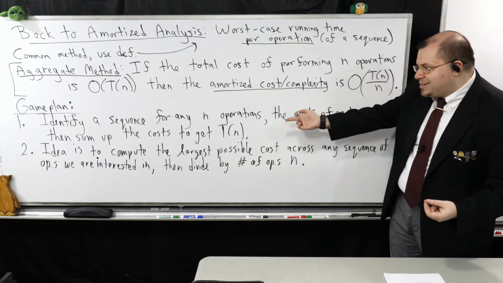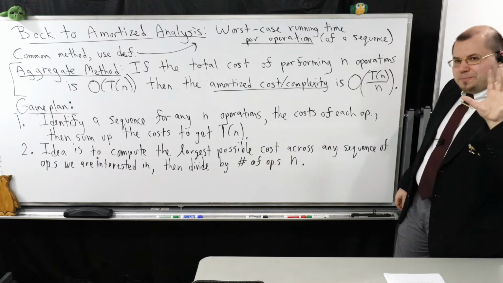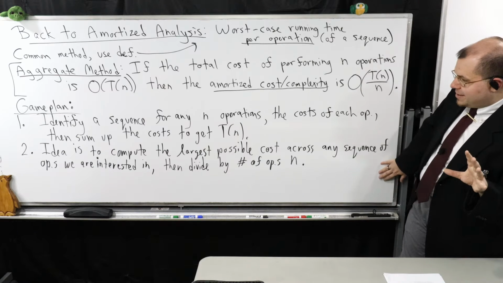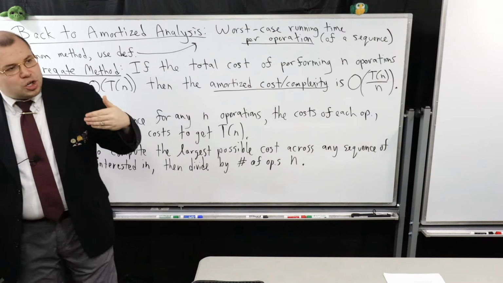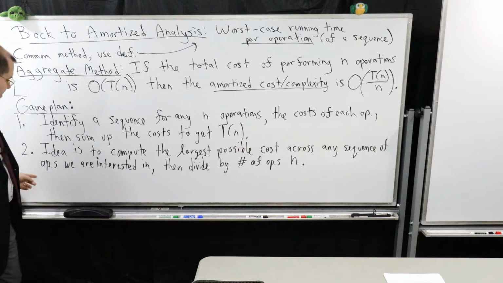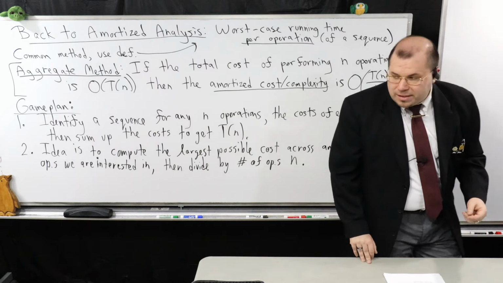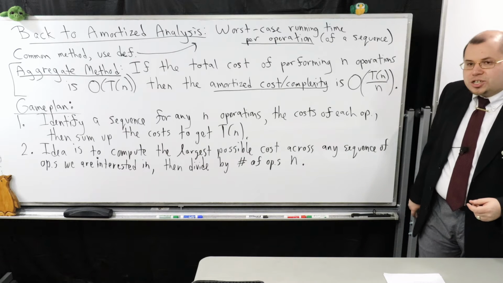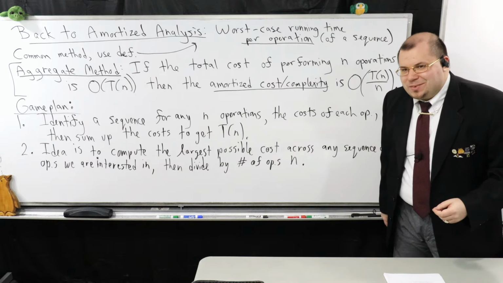And then I want to find some way of summing all those up. So that's the first big piece of this. The other piece is I would like to have a sequence so that I can cause it to have the largest possible cost over any sequence. So the idea is to compute the largest possible cost across any sequence of operations we are interested in. Then we just simply divide that by n.